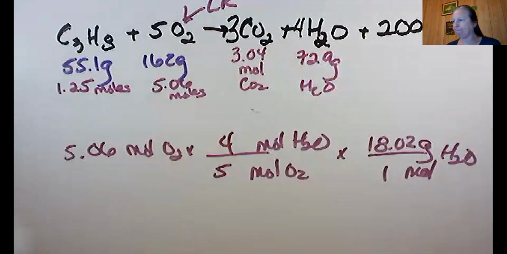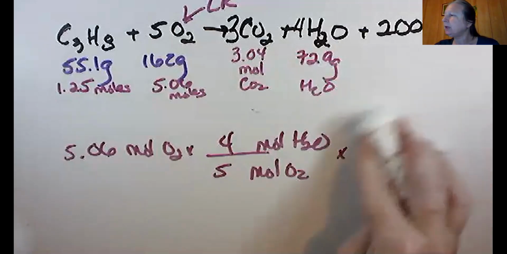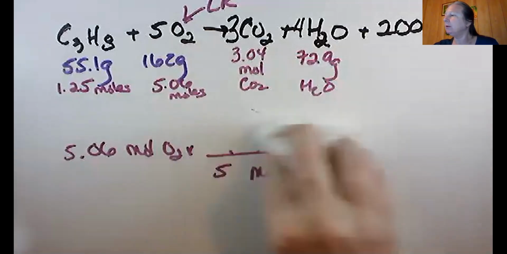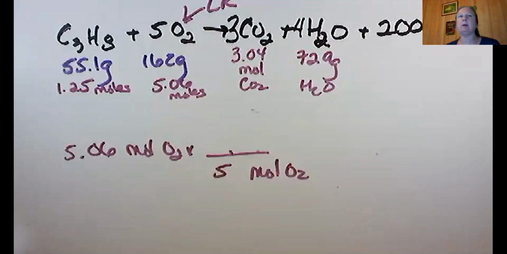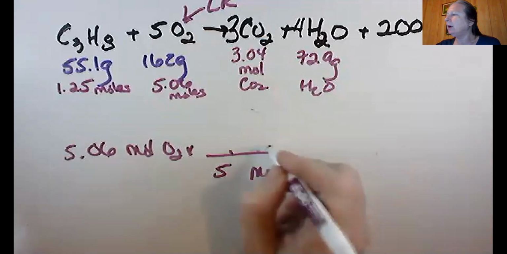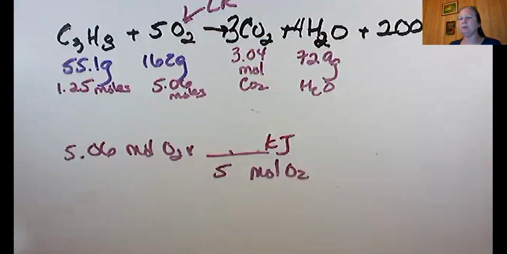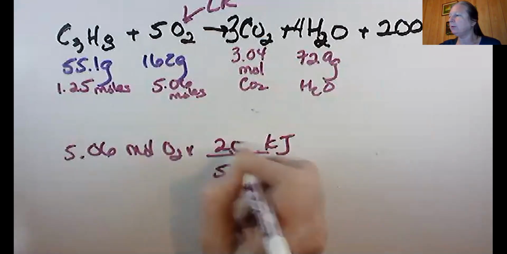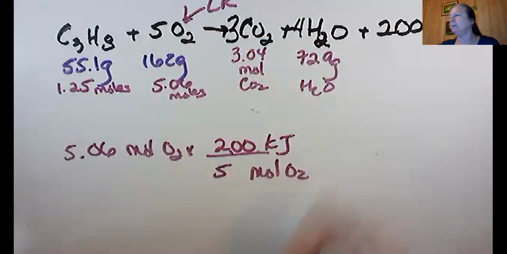Okay. I'll come back to CO2 at the end. Let's do the energy. You notice I'm keeping the oxygen set up right there. The only thing I'm changing is what goes on the top. And this time I want to talk about kilojoules. My 5 is from there and my 200 is from there. That's all you do.